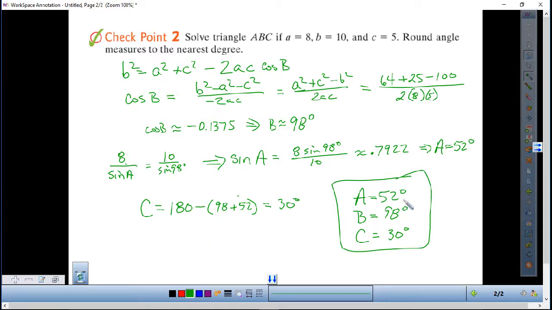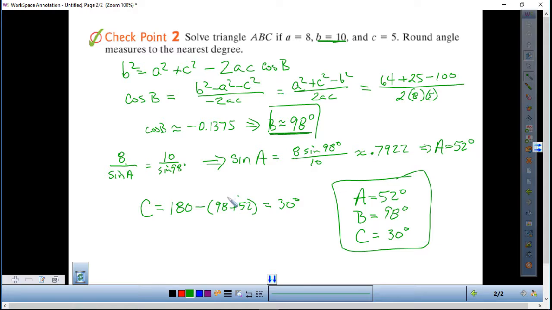You're going to end up getting angle A is 52 degrees, angle B, which is the first one you're going to solve for, is 98 degrees because it's opposite the largest side, of course, and then C is going to equal 30. So solve for B first because it's opposite the largest side. That's going to be using the law of cosines because the cosine will give you an obtuse angle like it has in the last two, and the law of sines will not give you an obtuse angle. That way you get the biggest angle out of the way.